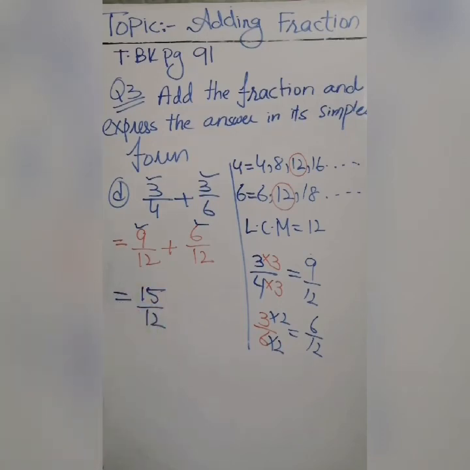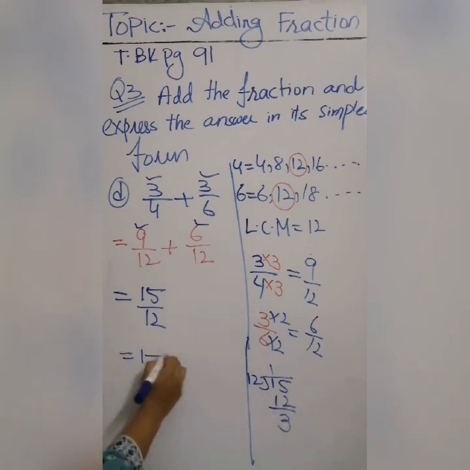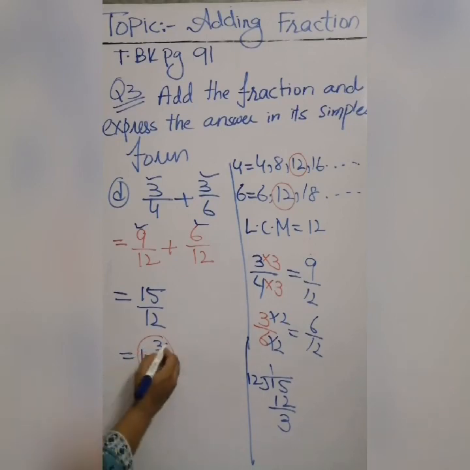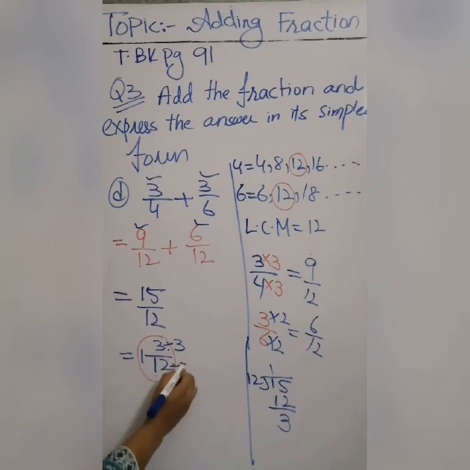15 by 12. 15 by 12 is an improper fraction. We put 15 inside and divide it by 12. We get 1 whole 3 by 12. This mixed number can be simplified further. We divide its numerator by 3 and denominator also by 3. 1 whole 1 by 4 is the answer.